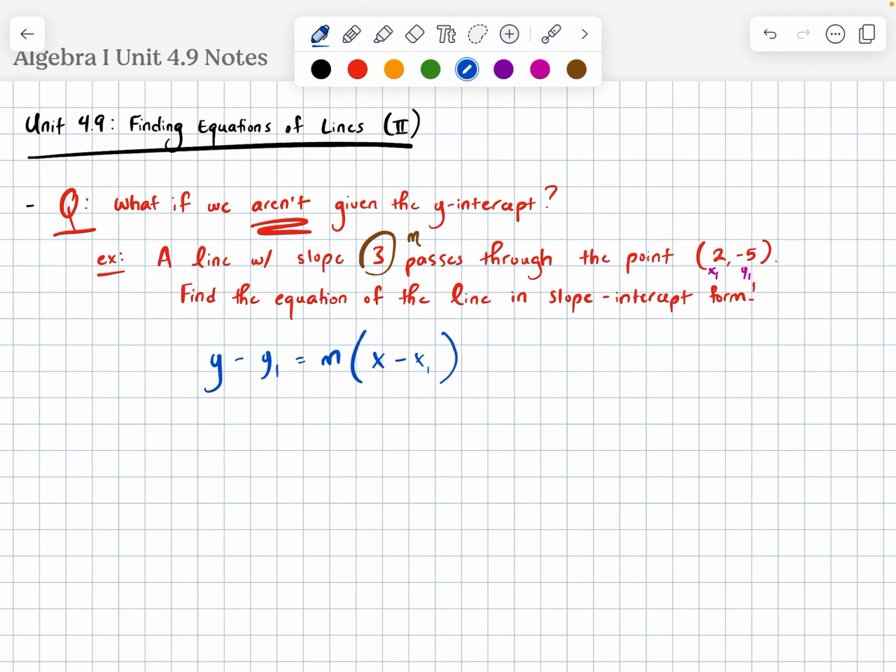Well, all I need to do, I've already found m, so I'm going to substitute the value of m for 3. I've got x, general x, right? I don't know what x is, but I do know x1. I've labeled that as 2. And then I've got y minus y1. I found that guy as -5. My goal is to get to slope-intercept. Give yourself a 1-minute timer, pause the video. Let's rewrite this equation in slope-intercept form, right? y equals mx plus b. Go!